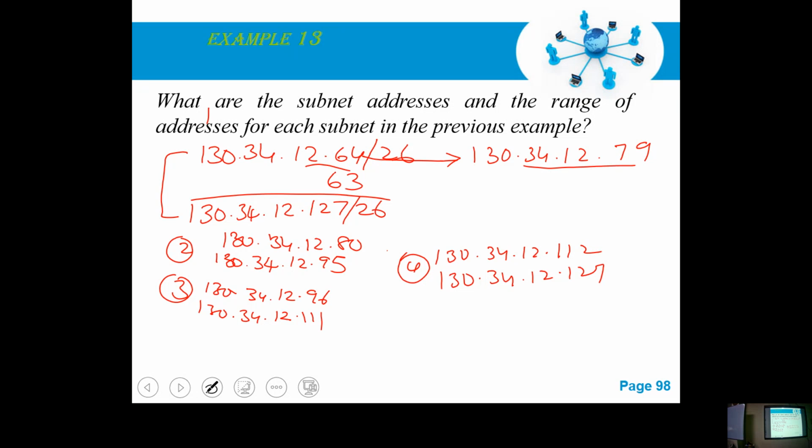And this is not complete. We need to represent the subnet prefix also. Originally we had 26. When I go to this, it will be how much? 28. Right? Similarly, here also we need to write /28, /28, /28. Is it clear?